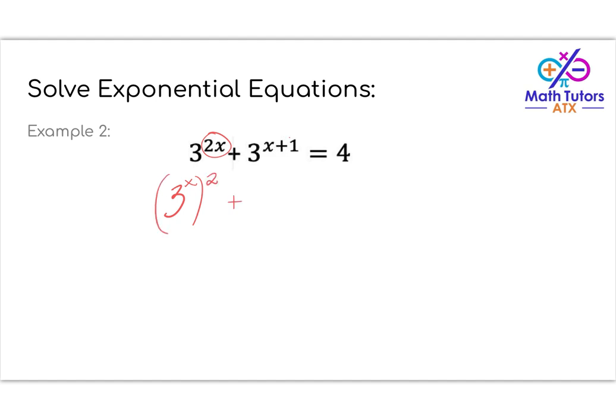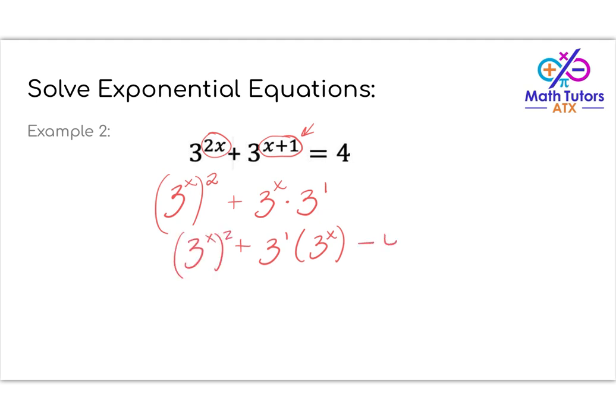But then remember here, if you are adding exponents, that means originally the bases were being multiplied. So right here, 3 to the x times 3 to the first is 3 to the x plus 1. I'm going to rewrite it with the 3 in front and then the 3 to the x over here, just so it looks more like a quadratic, where I have my coefficient. And then I'm going to move over the 4 and set it equal to 0.